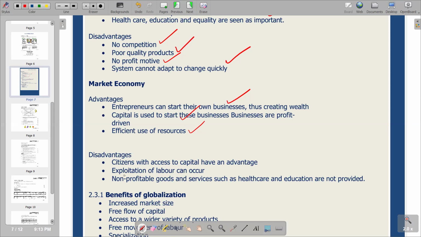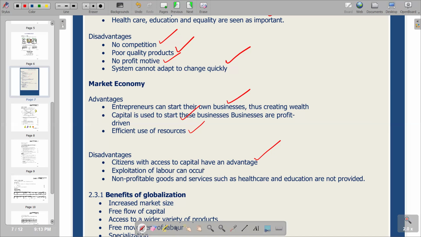The disadvantage of market economy: citizens with access to capital have an advantage. That becomes a disadvantage under market economy, whereby we are only going to see a few benefiting, since those that have access to the resources are the ones that are going to benefit. Those without access are not going to benefit, which is not the scenario under a planned economy, whereby the government can intervene and close the gap between the two. So that's what we have.